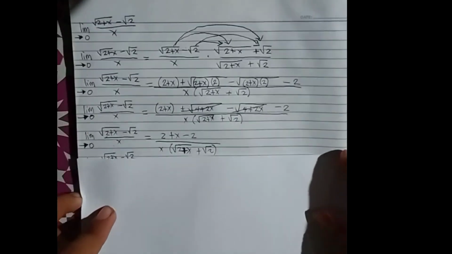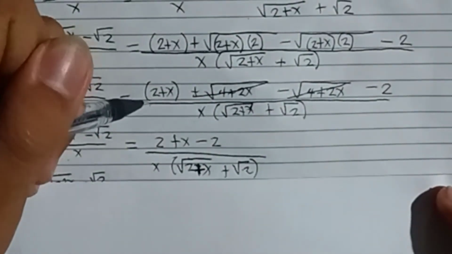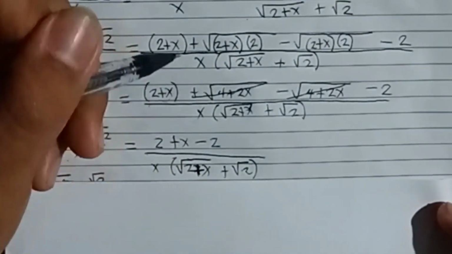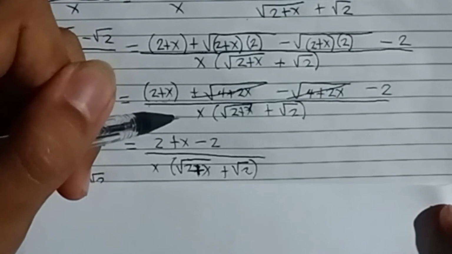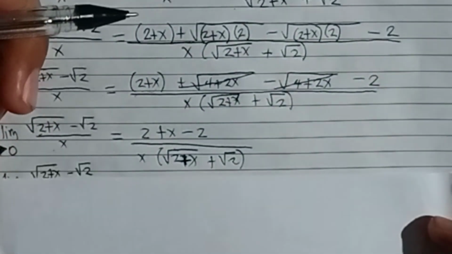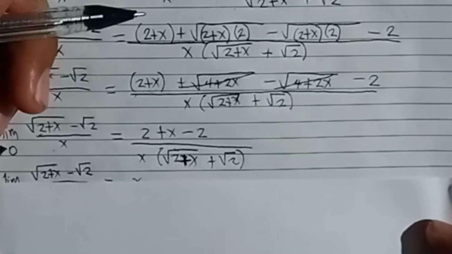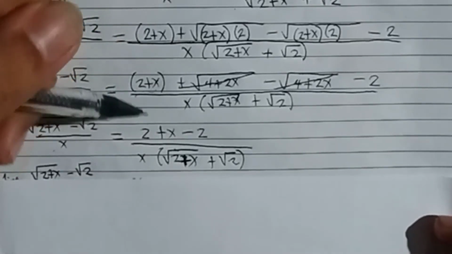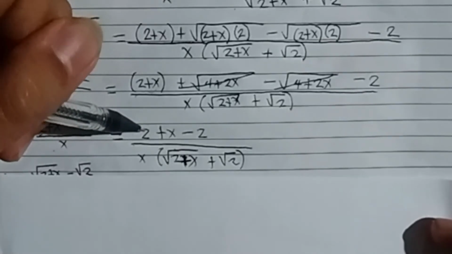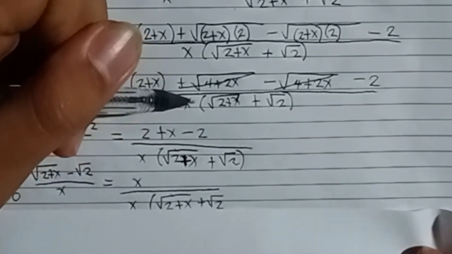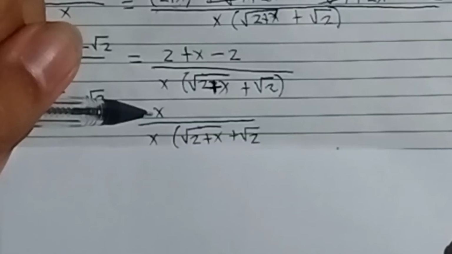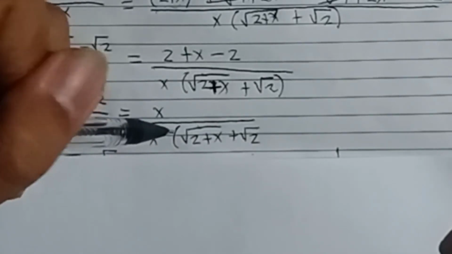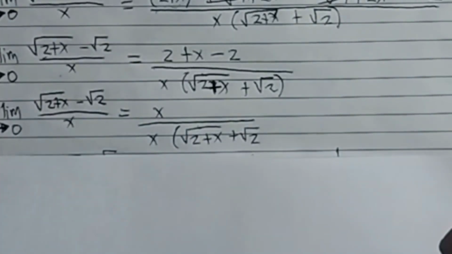So, yung matitira na lang is this. 2 plus x minus 2 sa numerator natin and copy lang natin yung denominator which is x times square root of 2 plus x plus square root of 2. Now, simplify natin muna dito sa numerator which is 2 minus 2 is equal to 0. So, yung mariremain na lang is yung x na lang. X is equal to divided to x times square root of 2 plus x plus square root of 2.